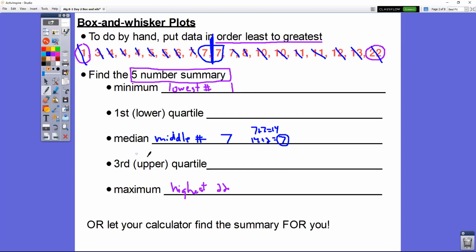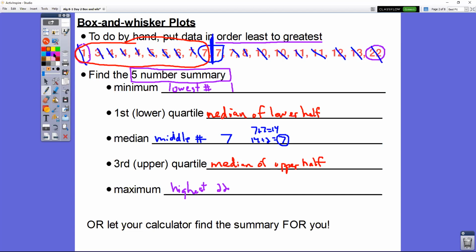Now, what about the first quartile and the third quartile? This is the median. I'm going to switch colors here. This is the median or the middle number of the lower half set of numbers. And the third quartile is the median of the upper half set of numbers. So let's take a look at the median of the lower half. So we're only looking at these numbers, our lower half set of numbers.